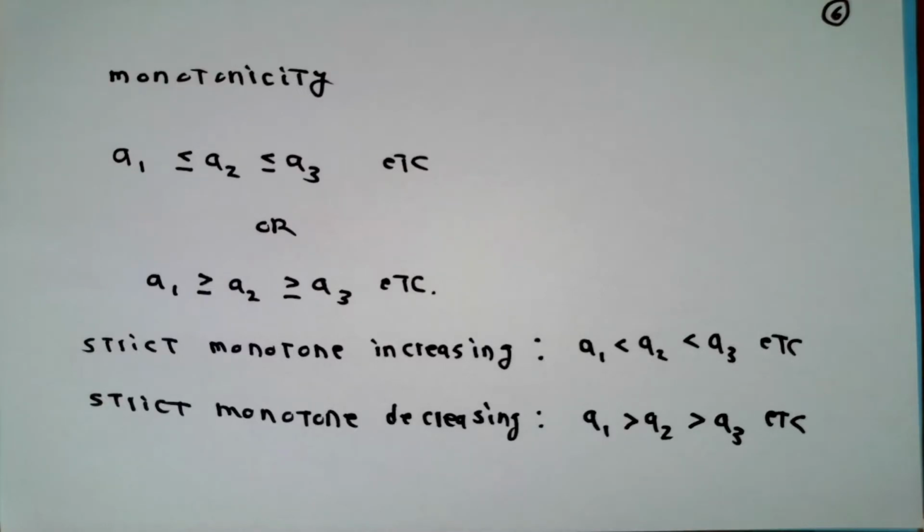A minor variation on the theme of this is we say that a sequence is strictly monotone increasing if A1 is less than A2, which is less than A3, and so on, and strictly monotone decreasing if A1 is bigger than A2, which is bigger than A3, and so on. These are the same as the preceding formulas, except the possibility that two successive A numbers are equal is not allowed.